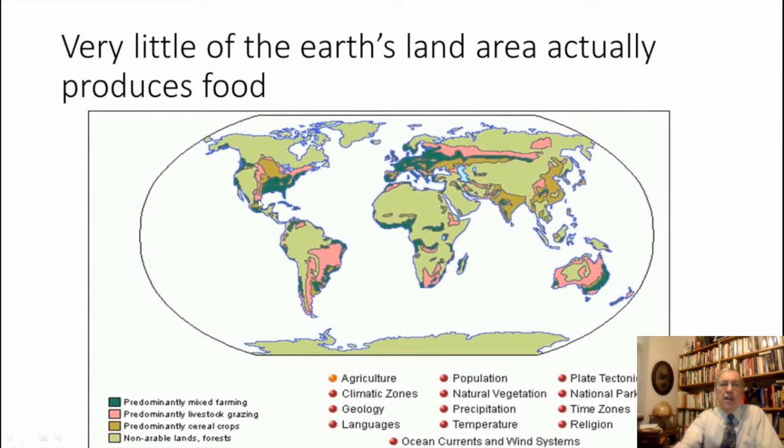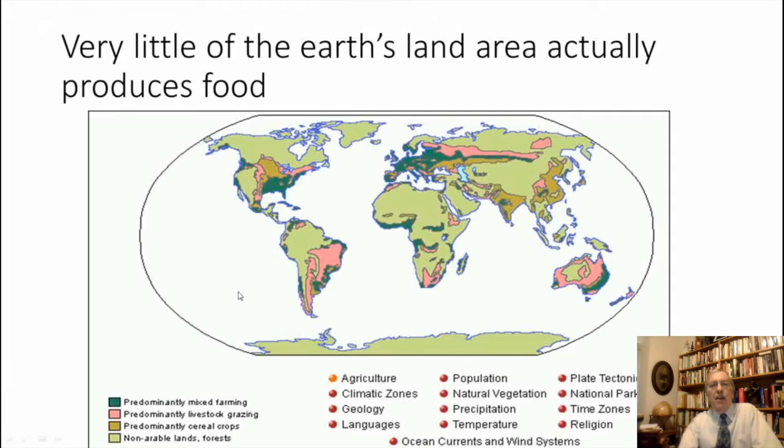grazing in the United States on the Great Plains. Predominantly here, those very productive grasslands are kind of this tan color, I guess it is. So you see those again, the Pampa here, and the grasslands of the United States there, and so forth.